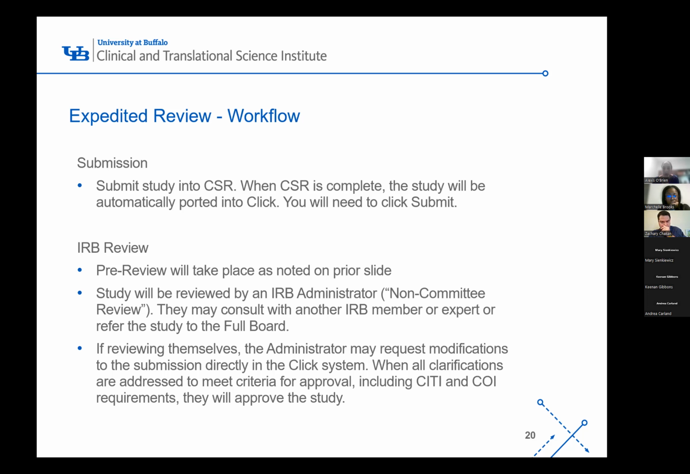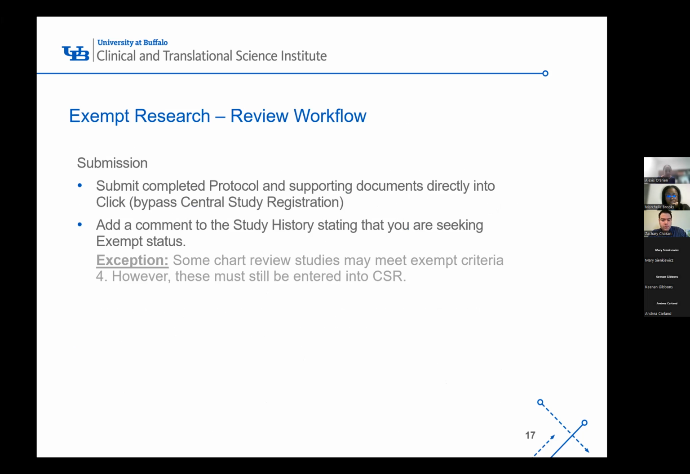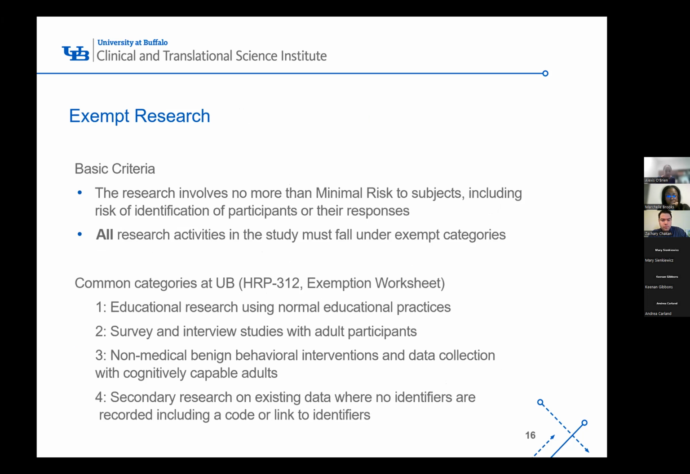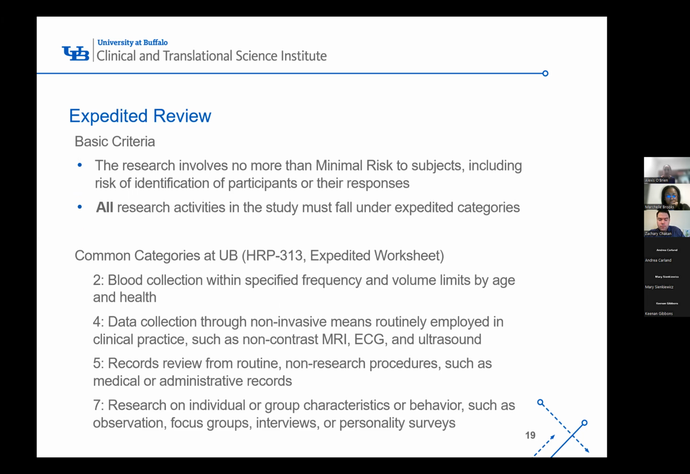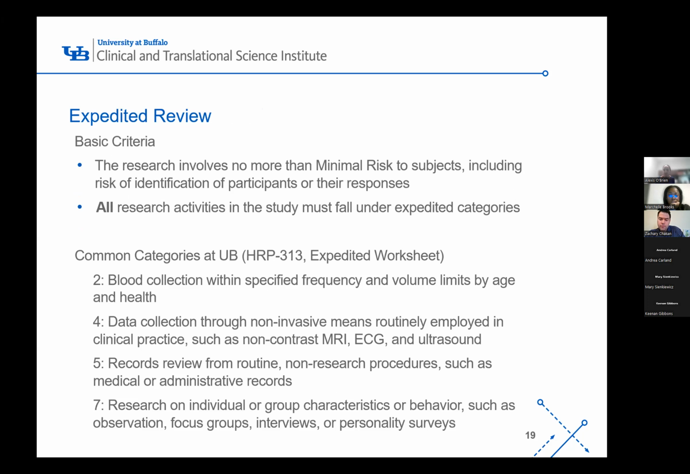Sure. If you go back a couple slides, maybe two. Sorry, I don't want to make it go back too far. For exempt, it says survey and interview studies with adult participants. This would be exempt, but then in your expedited review, you have a similar category that says surveys and adult participants. So what would be the difference between the types of surveys that would make it exempt versus expedited?